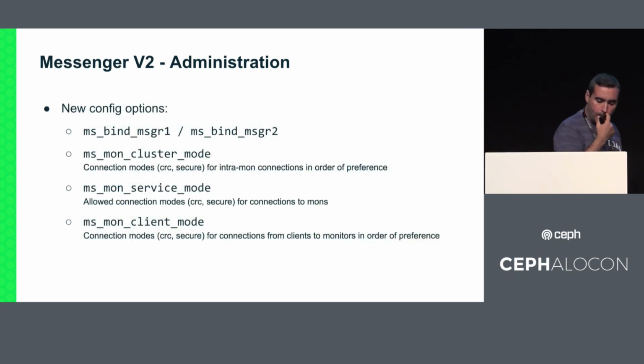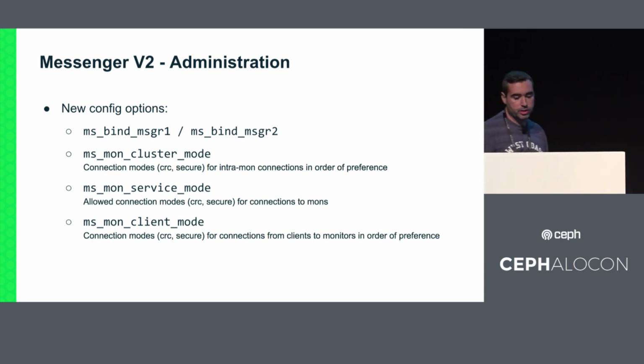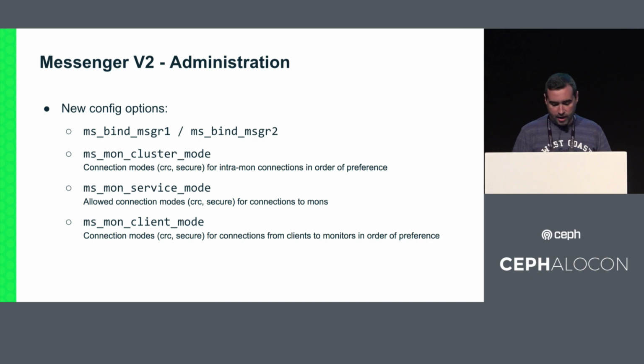With v2 also come new configuration options. Now we have ms bind msgr1 and ms bind msgr2. This specifies if the daemon should bind to the v1 or v2 protocol. And we can set whether we want the CRC mode or the secure mode. We have these config options. I have here the descriptions.